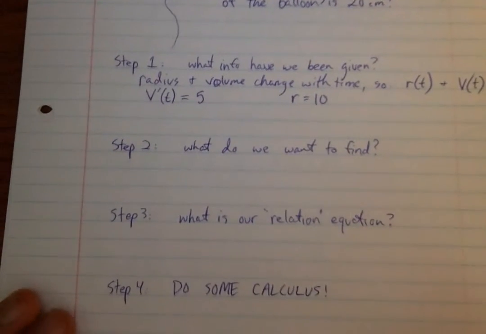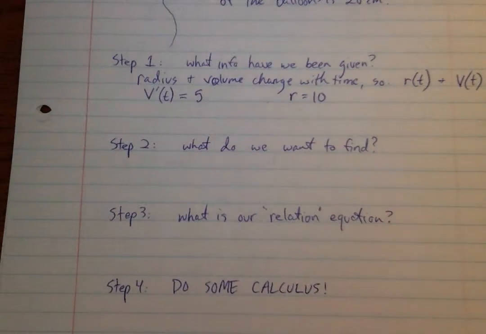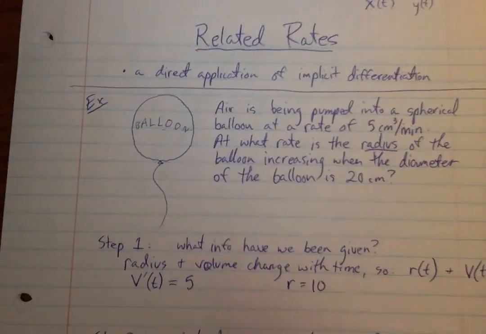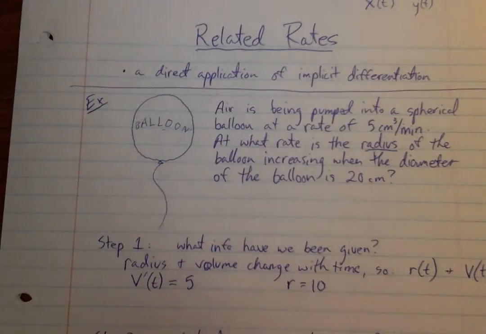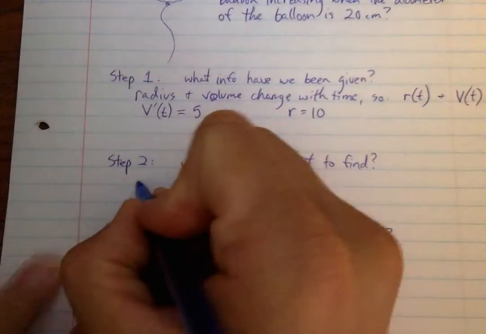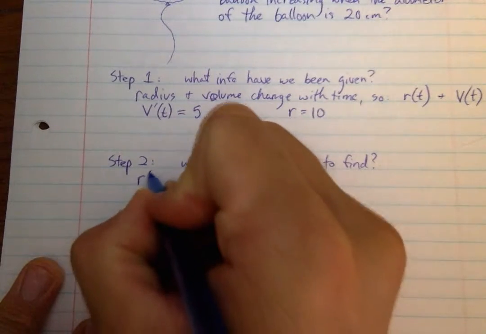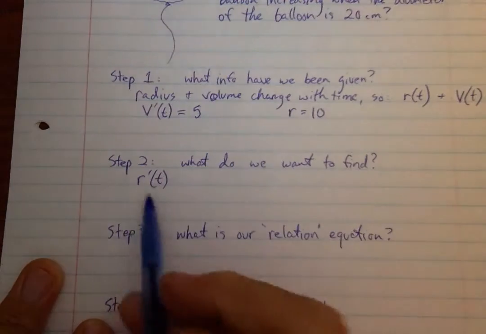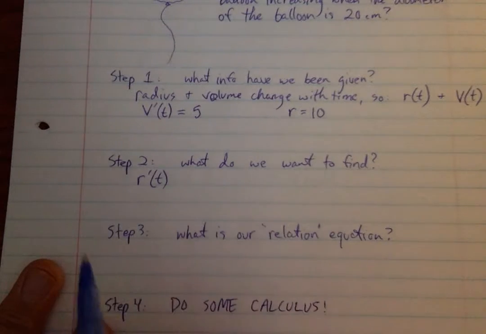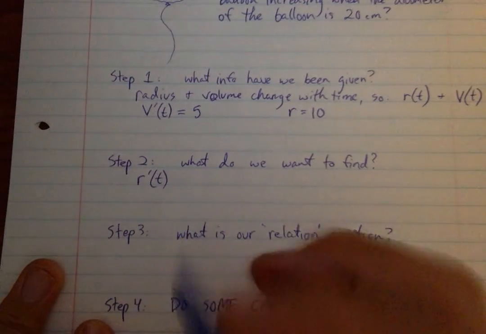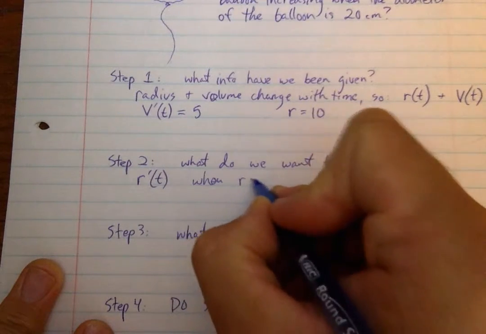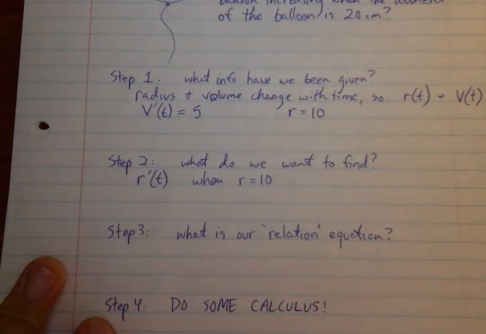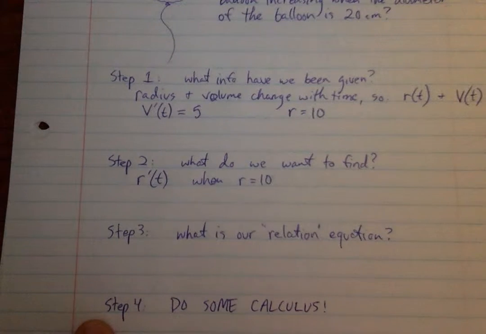Next, what do we want to find? Well, they ask us, at what rate is the radius of the balloon increasing? That's our question, the rate that the radius is increasing. That sounds to me like we want to find r prime of t. That's the rate at which the radius is changing. And we want to find that at the point when r is equal to 10. Okay, it's all pretty comprehensible so far.